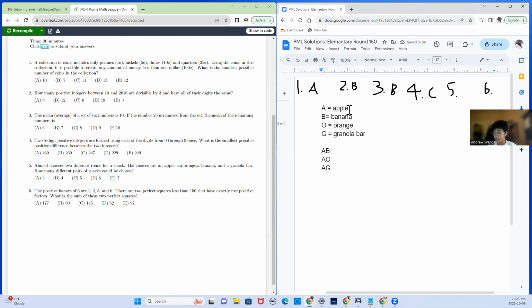Now let's look at banana's pairs. So banana can't pair with apple because they've already paired right here. So they're going to go banana and orange, banana and granola bar. Now let's look at orange. Orange has already paired with apple and banana, so we can only pair with granola. Granola has paired with all the other ones, so it's just empty. So we count the list here, we get 6. And so the answer is D, 6. So answer to 5 is D.